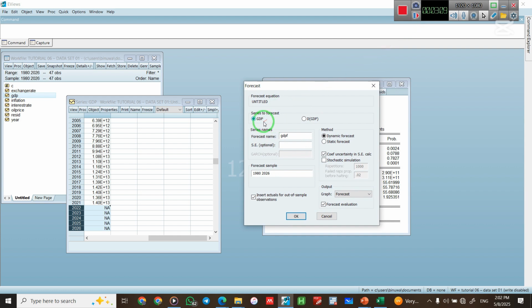since we are now forecasting the GDP, not the differenced GDP, here we are selecting the GDP, and the forecasted name is automatically generated by the software as GDPF. They added an F to represent the forecast, so I will keep it as it is, and I will select the forecasting method as dynamic forecast. And you can see that the forecast sample is now from 1980 to 2026, right? Previously it was around 1980 to 2021, right? Now I will click OK, right?